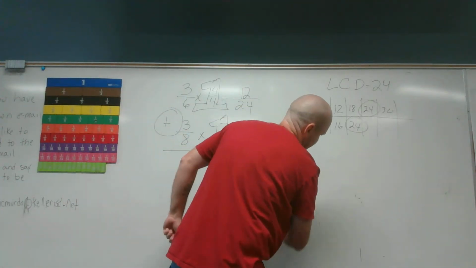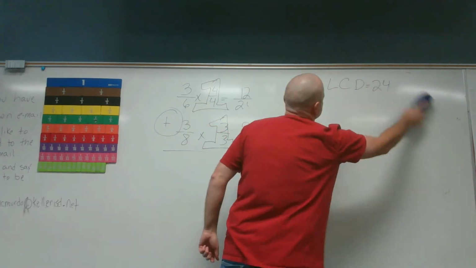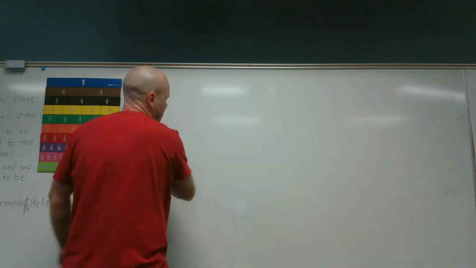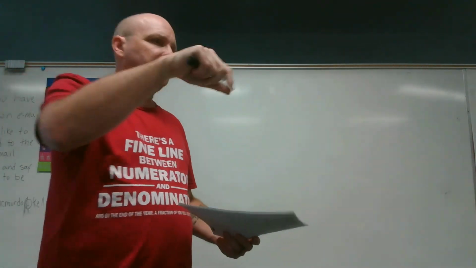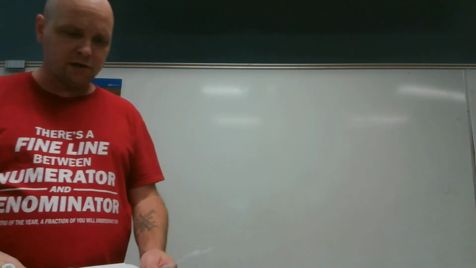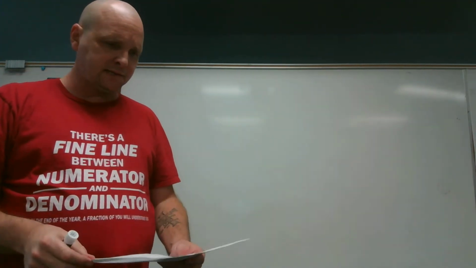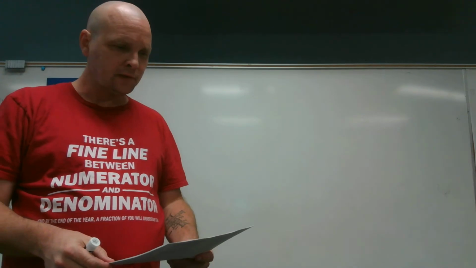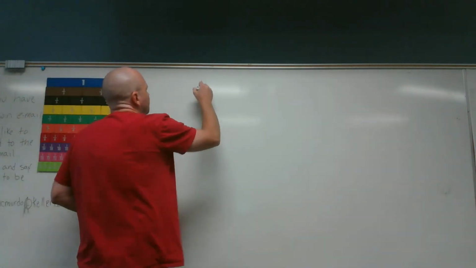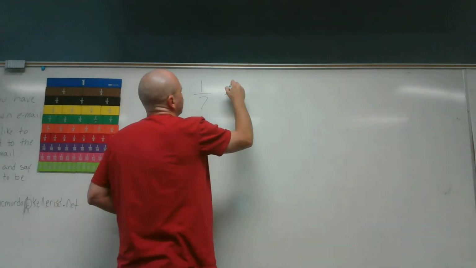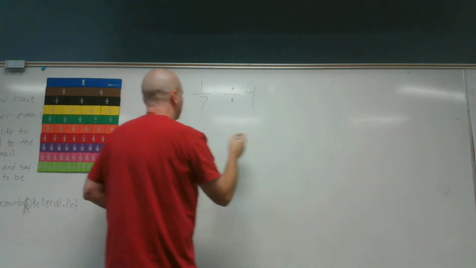Alright, so that's adding and subtracting fractions. So let's please not forget how to do that. Well, yeah, but it's the same process. Instead of adding, you subtract the numerators once you find a common denominator. Let's take, we're going to do 1/7 divided by 4.